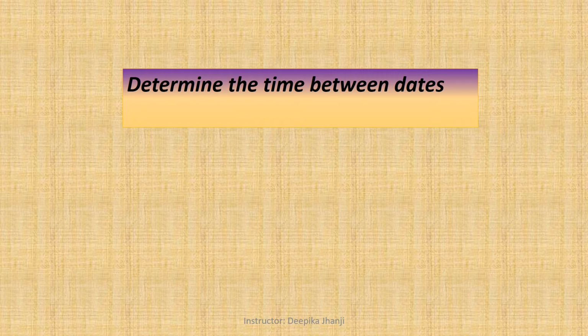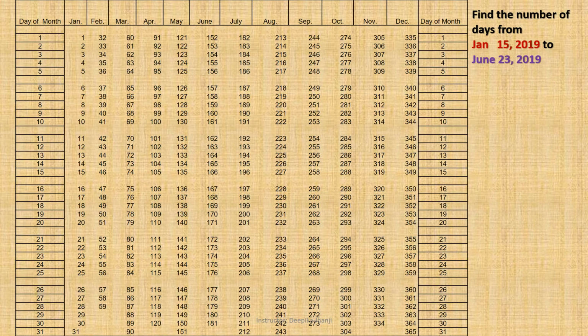Everyone, in this lesson our objective is to determine the time between dates using the date chart. Let's consider one example here. We need to figure out the number of days between these two dates, January 15th, 2019 to June 23rd, 2019. Let's locate the first date on the date chart first.